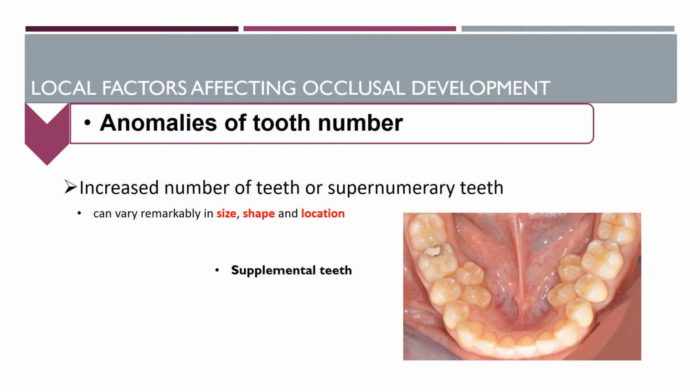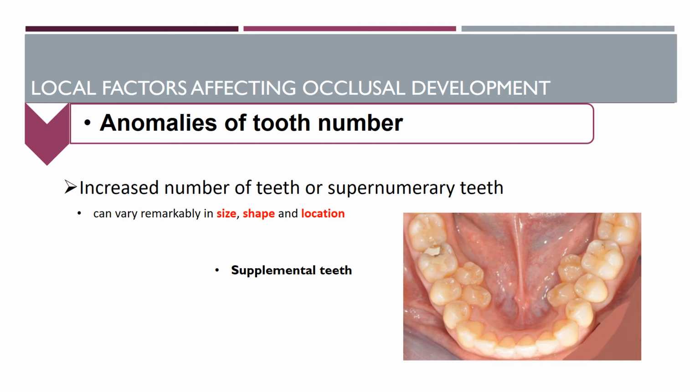The first anomaly affecting the occlusal development and leading to malocclusion is the anomalies of the tooth number. There is either an increased number of teeth or supernumerary teeth. Each jaw is designed to hold only a specific number of teeth at a particular age. The anomalies in the number of teeth can be of two types: the increased number of teeth or supernumerary teeth.